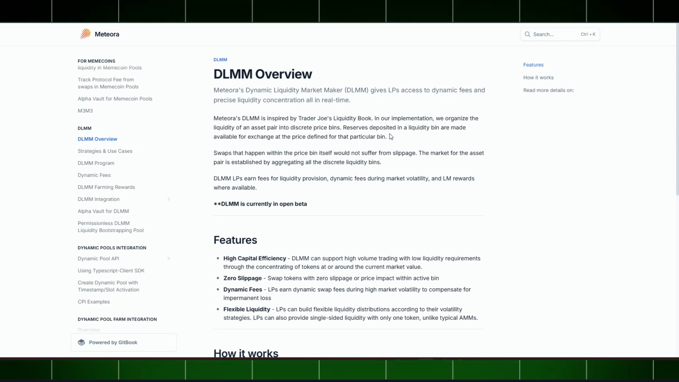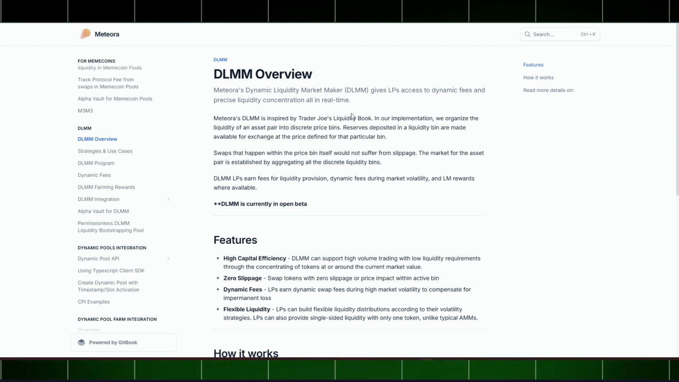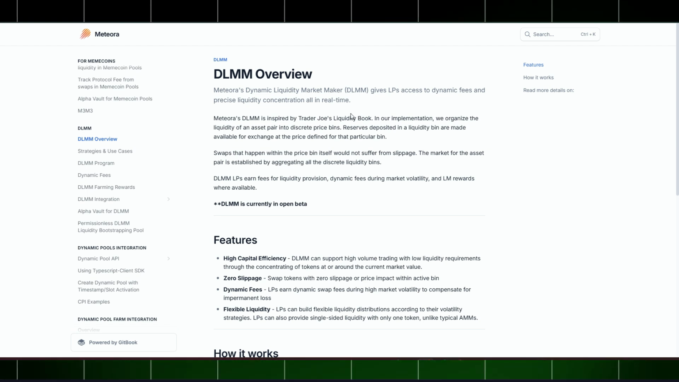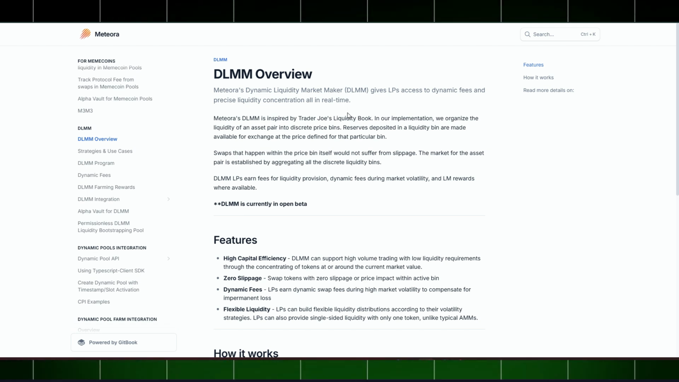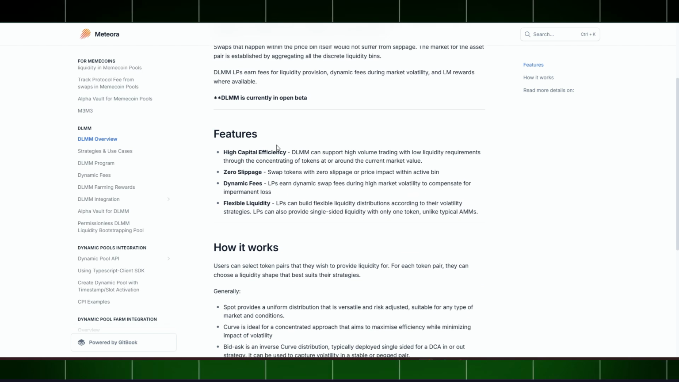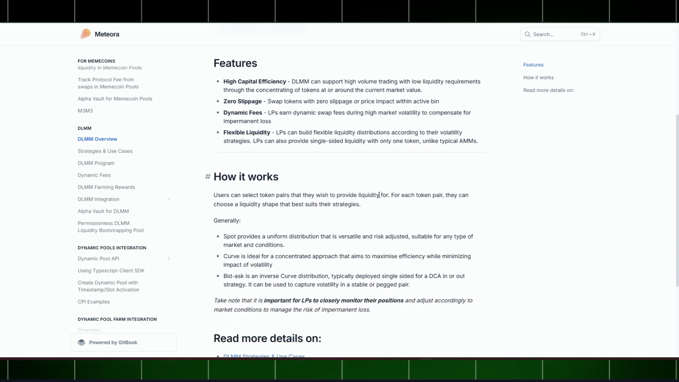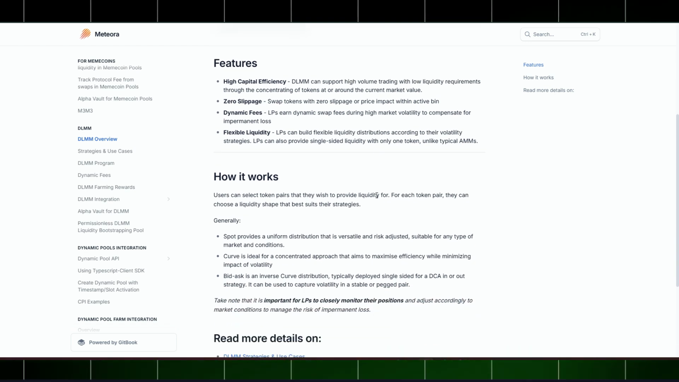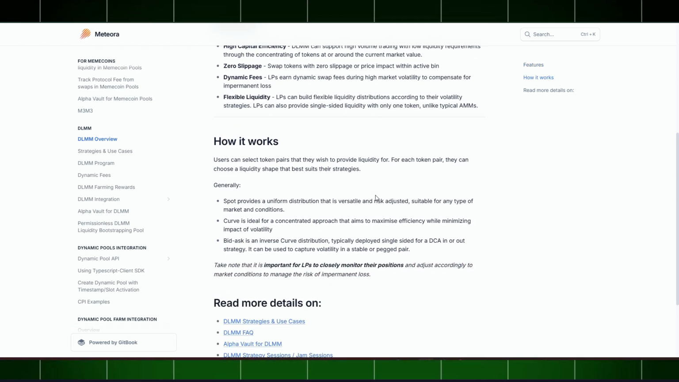At its core, the DLMM is inspired by Trader Joe's Liquidity Book. It organizes liquidity for token pairs into discrete price bins. Think of it like a series of buckets, each representing a specific price point. When you deposit reserves into a bin, that liquidity is available for swaps at the defined price. The aggregation of all these bins creates the market for the token pair. So instead of a smooth curve like in traditional AMMs, the DLMM uses a series of steps.